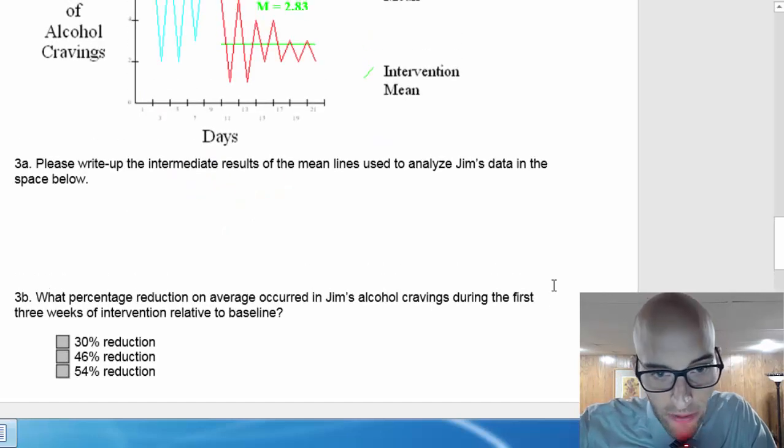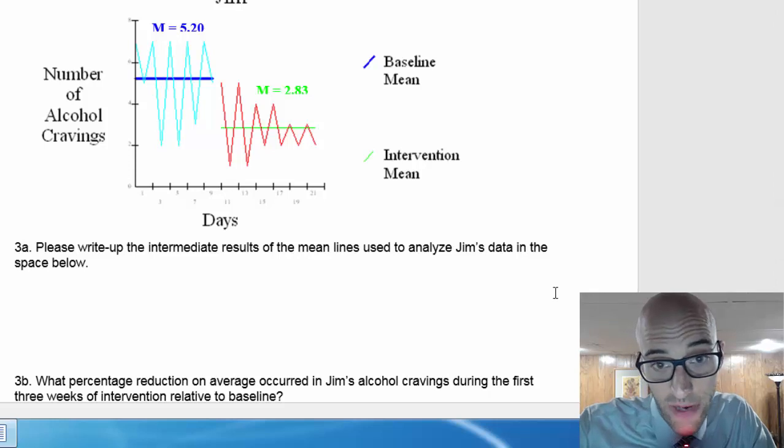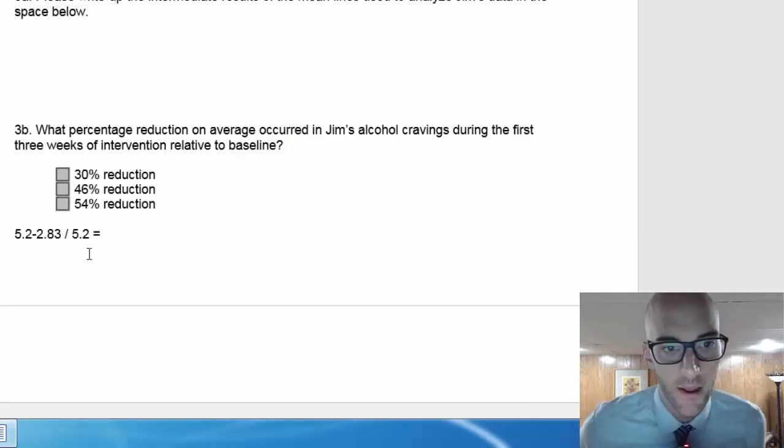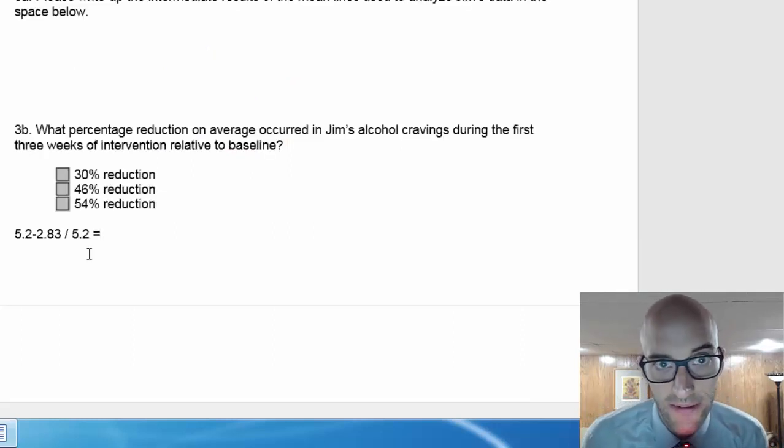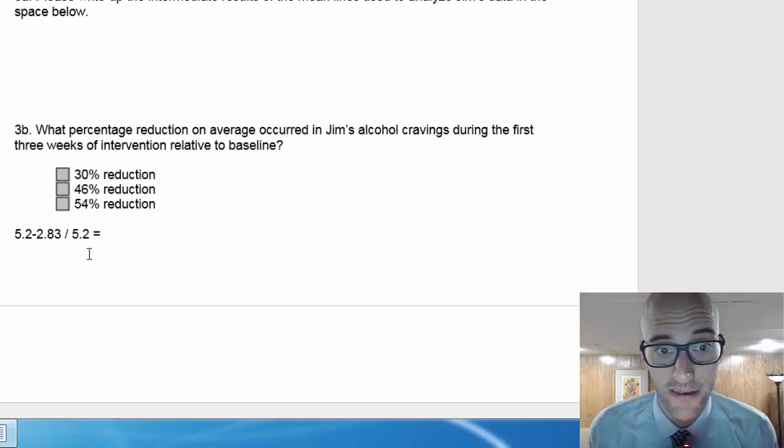And then 3B, which percentage of reduction on average occurred in Jim's alcohol cravings during the first 3 weeks of the intervention relative to the baseline. So here you'd want to subtract the difference from 5.2 to 2.83 and then divide that by the baseline average. So the math would be 5.2 minus 2.83, and then dividing that by 5.2, you should be able to figure out your percent reduction.